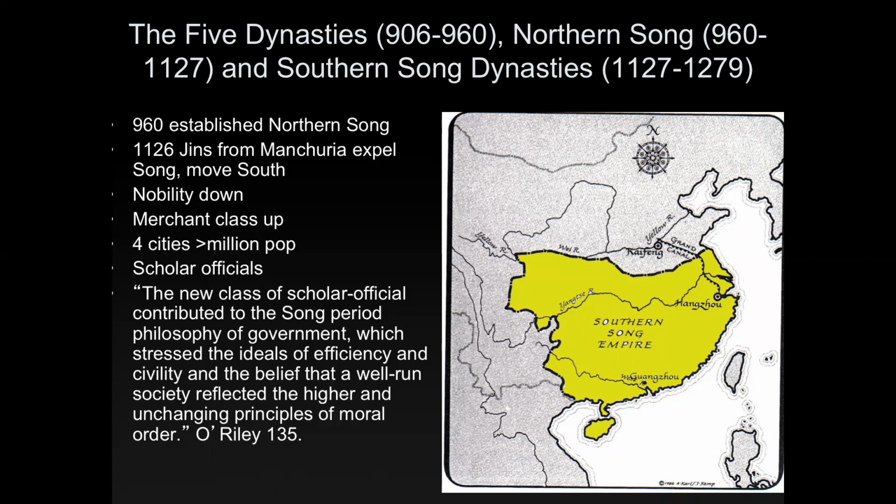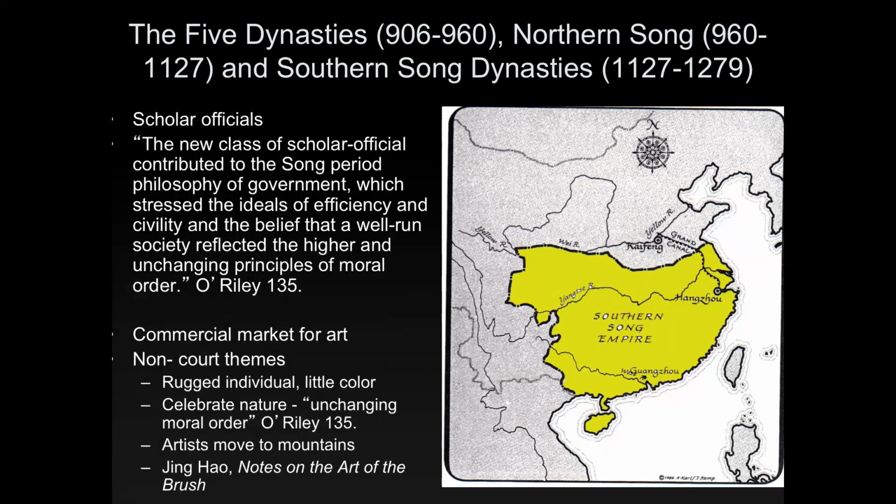And we see the development of scholar officials. So O'Reilly says the new class of scholar officials contributed to the Song period philosophy of government, which stressed the ideals of efficiency and civility, the belief that a well-run society reflected the higher and unchanging principles of moral order. This concept, you can see, probably goes in line with Confucianism, so it fits that idea. But it's also something that's very modern or contemporary. I see a lot of modern day liberals who believe in this idea of efficiency and civility. And I think you'll see that during this time, there are a lot of those modern ideas.